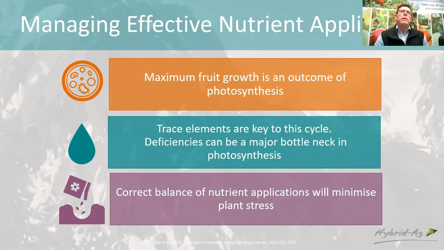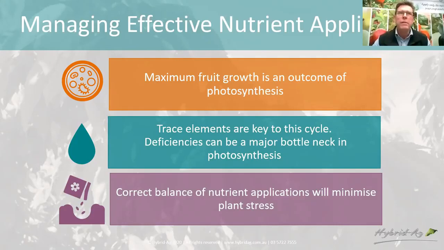All right, so when we need to look at managing effective nutrient applications, as Joe's mentioned, we need to maximise the fruit growth, which is an actual outcome of the photosynthesis cycle. So if you don't actually have that photosynthesis cycle functioning properly, you're not going to get your best outcome based around fruit growth or shoot extension. So that's really the key take home from today: photosynthesis is the first step, and the rest of it is the outcome of that.